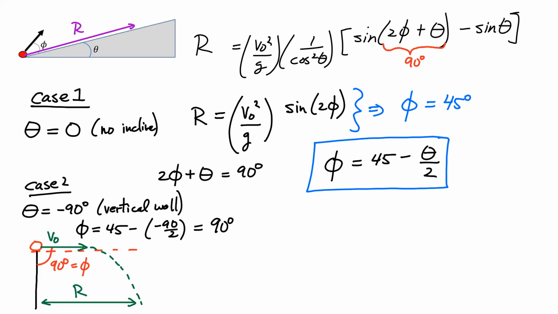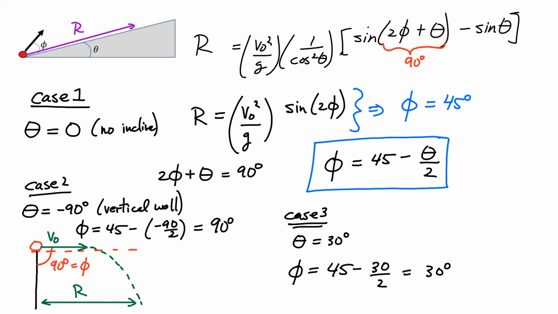All right, maybe one more case. Case 3. This one's not really a limiting case that you would kind of know, but what if the angle, for example, was 30 degrees? A 30-degree incline, well, the angle phi that would maximize the range for any initial velocity would be 45 minus 30 over 2, so that's 30 degrees, which is kind of interesting. Then you can go ahead and substitute that and actually calculate what value of the range you would get. But again, it depends on the initial velocity that you launch it with.